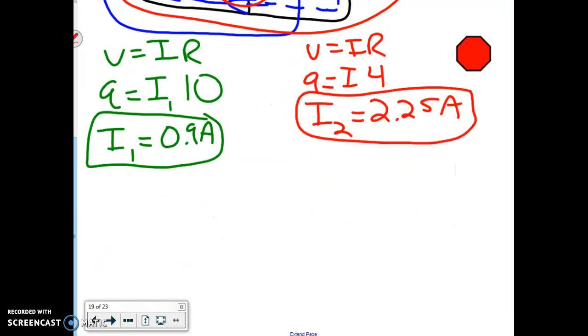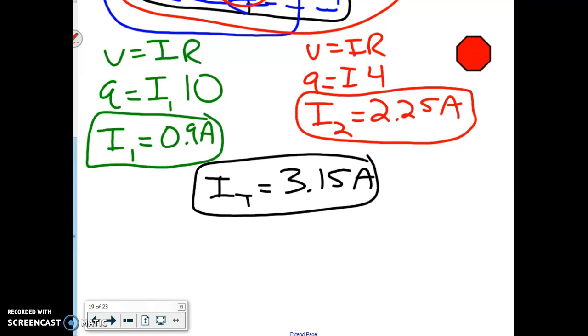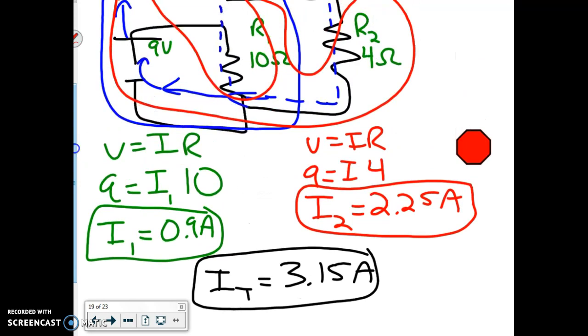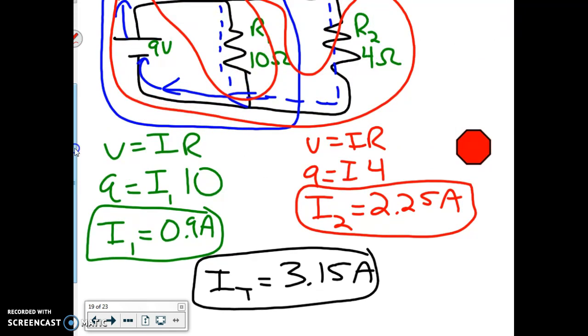So just like I explained to you guys before, if there's 0.9 kids in one hallway and 2.25 kids in the other hallway, the total current is going to be these two added together. So the total current in this case is going to be 3.15 amps. And if you guys look at the picture, once again, the current in this particular spot pairs up with the current in this particular spot. So depending on where you're watching a security camera, you're going to get different values of current.